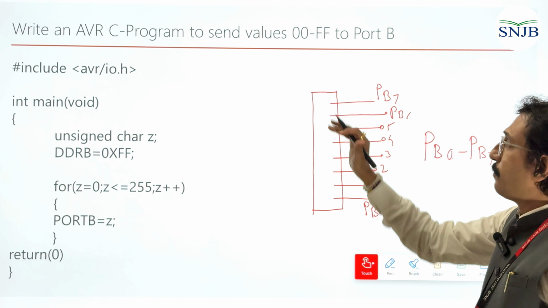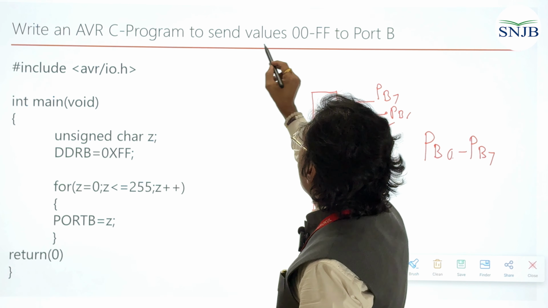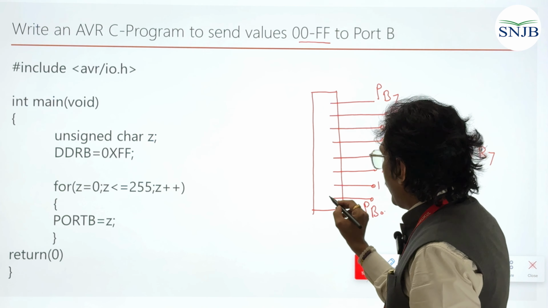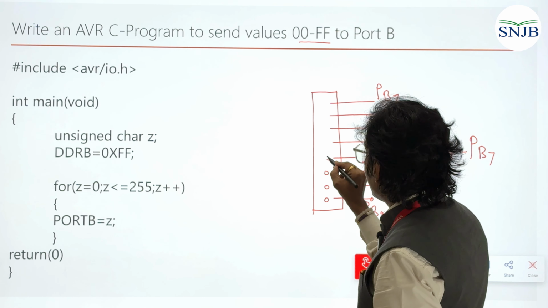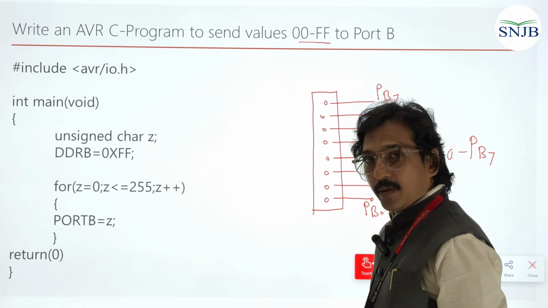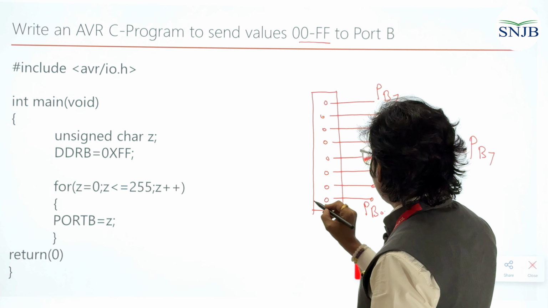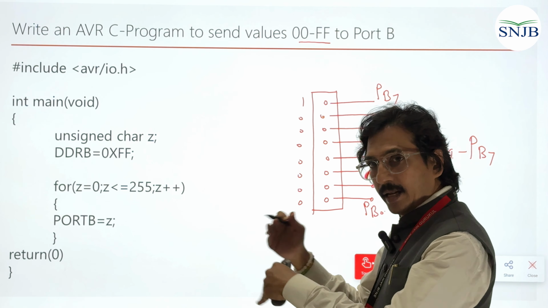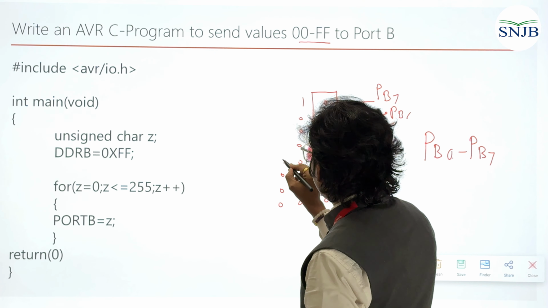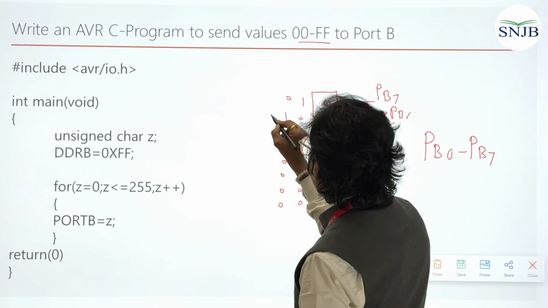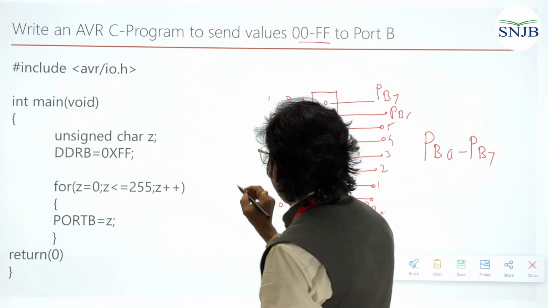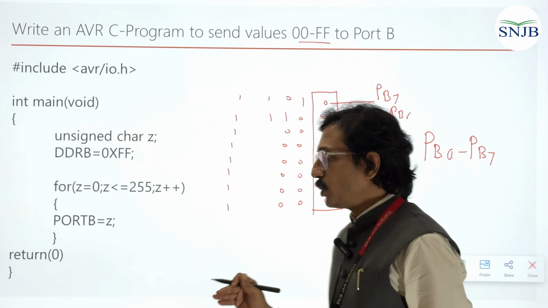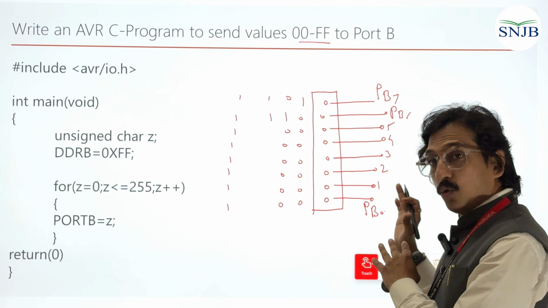Now what is mentioned here? Write an AVR C language program to send the value 00 to FF, and FF is written to the port B. Means initially we have to send the value 00000000 over here. Increase the value to 00000001. Then again increase the value to 00000010, then 11, likewise up to all are 1. So this is the process which is going to happen.